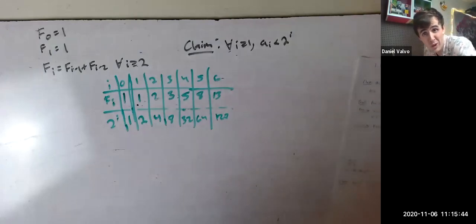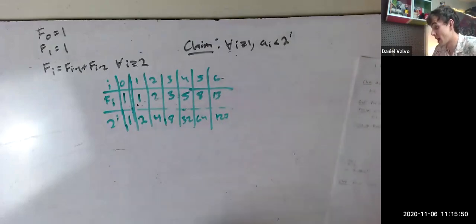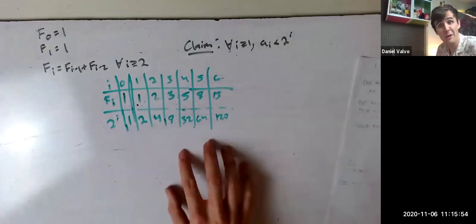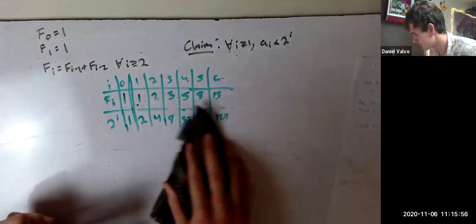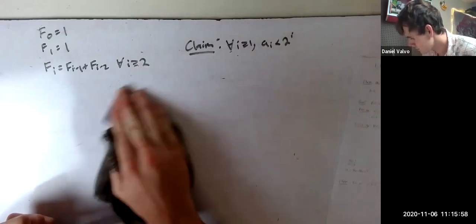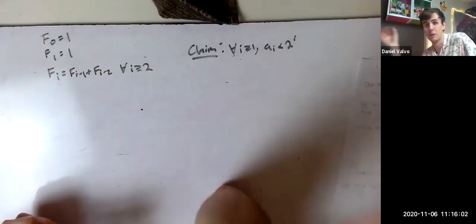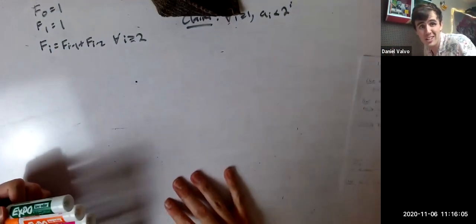But anyway, how would we even go about proving this? The claim is this works for all i greater than or equal to 1, which we just showed it looks like it's true. How would you actually prove it is true? Because the weird thing is, if we're trying to use a direct proof here, we're going to run into an issue.